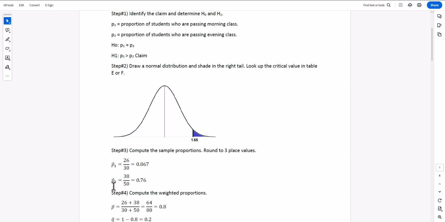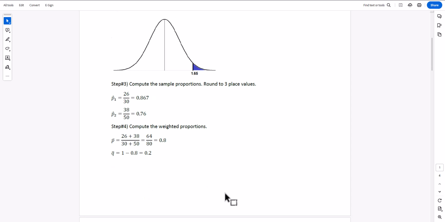P hat 2 represents the sample proportion for the evening class. 38 out of 50, 0.76. We also have to calculate P bar. We take x1 26 plus x2 38. That's 64 divided by n1 30 plus n2 50, 80. We divide to get 0.8. Q bar is 1 minus 0.8, 0.2.